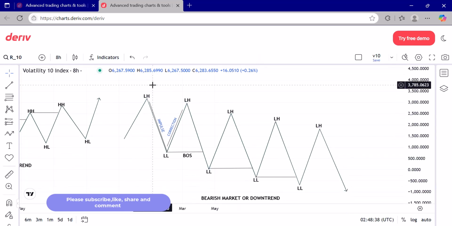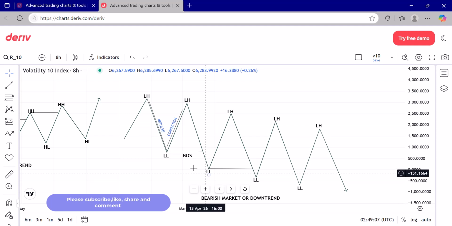We see the market making a series of lower highs and lower lows. Now remember, just like in the bullish market, for the market to make another high there was a break of structure. In the bearish market, when we have a lower high, for us to have another lower low, there is a break of structure to the downside. This was our lower high. For us to have another low, there was a break of structure. So this is a new lower low.